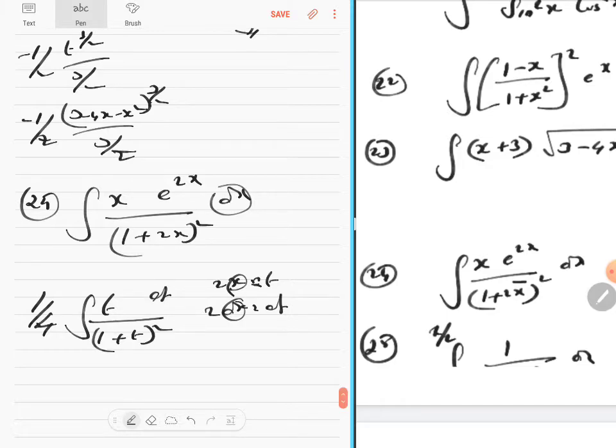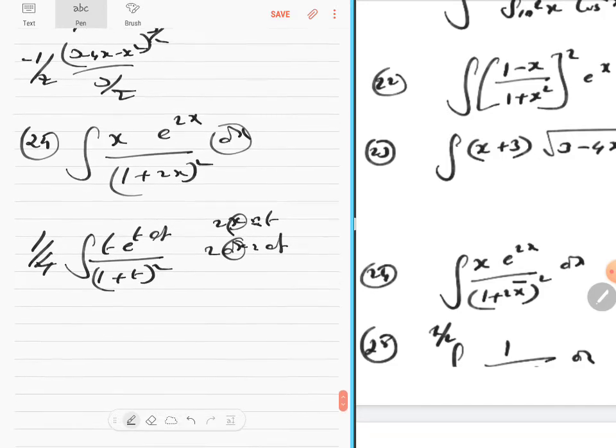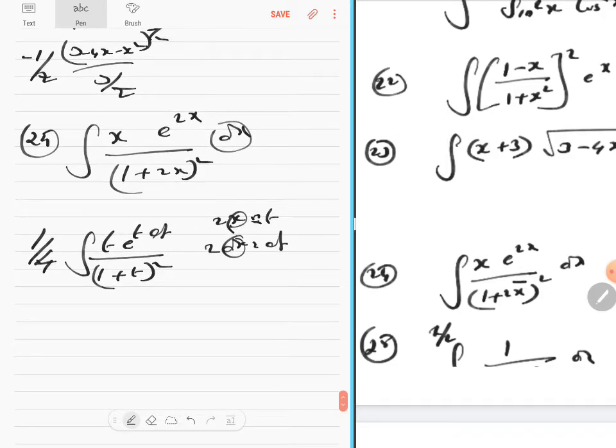Hope I've written it right: x is t by 2, and this is (1 plus t) the whole square, and what about e to the power t? Yeah, so the sum has become like this. So what do I do now?